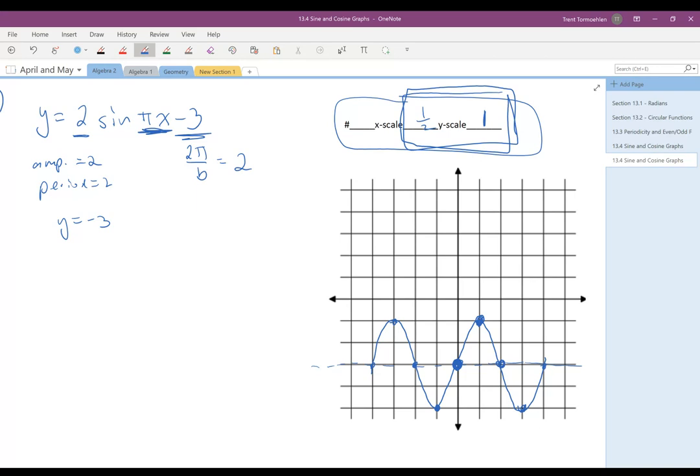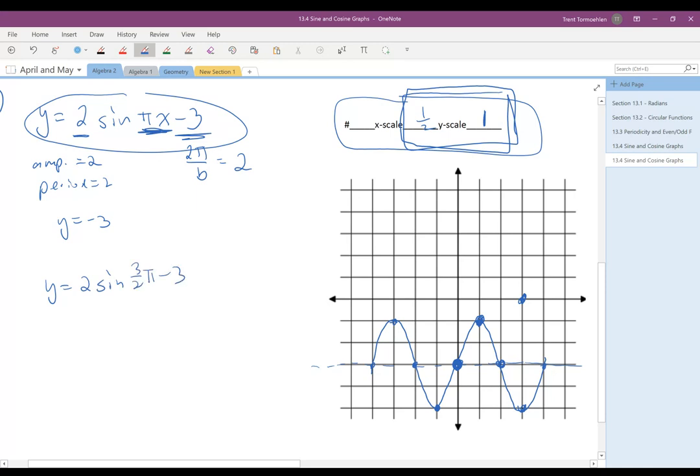Okay, now just to make sure we're understanding what's happening, if we plug in a point, like when X equals 3/2, we get Y equals 2 sine of 3/2 pi minus 3. Well, 3/2 pi, remember, is 270 degrees. And so sine at 270 degrees equals -1. And so we get Y equals 2 times -1 minus 3, which equals -5, which is exactly this point right here, right? 3/2, -5 is on the graph.